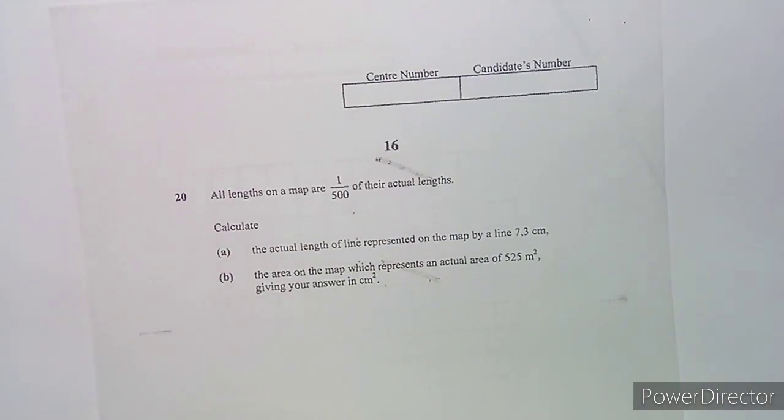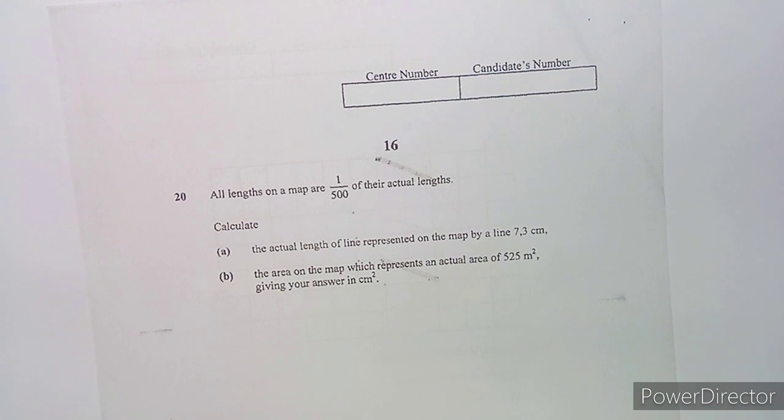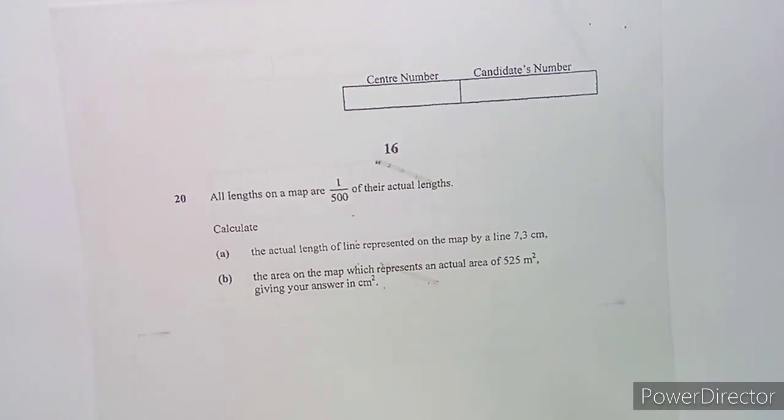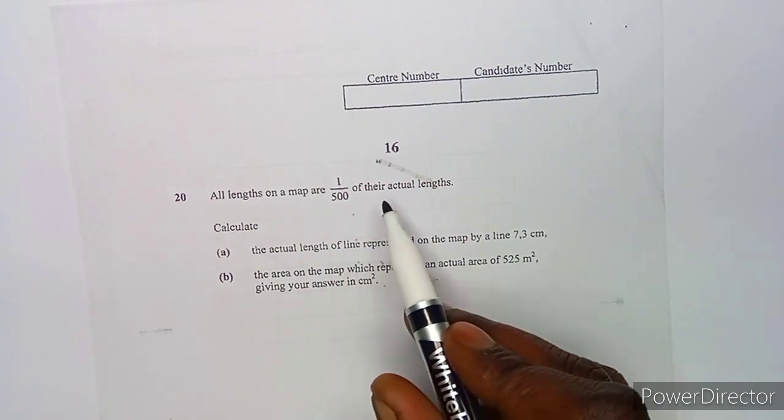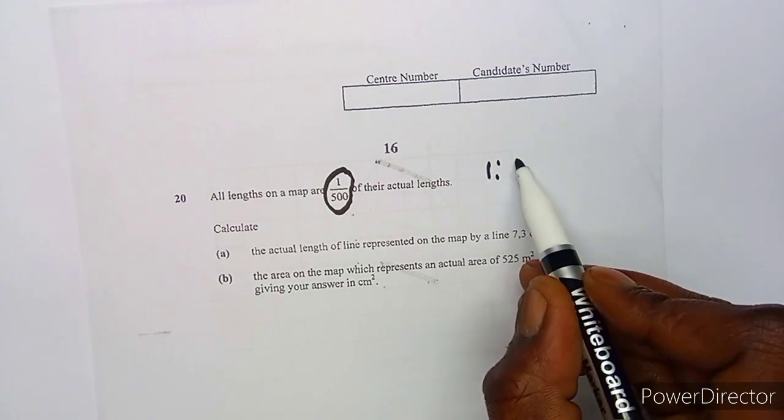And the other part was number 20, which is on similarity, where we are given a condition of map and scale, where all lengths on a map are given as 1 is to 500 of their actual length. So remember, guys, I told you that this simply means the same as 1 is to 500.